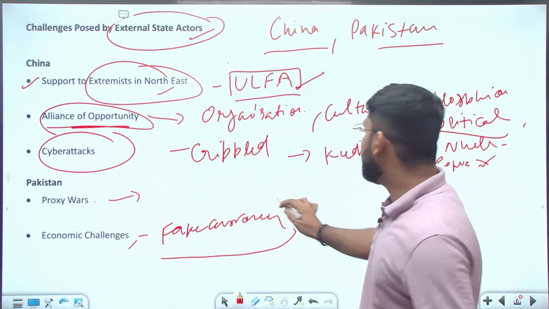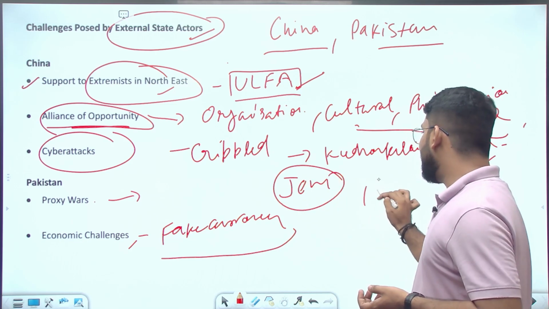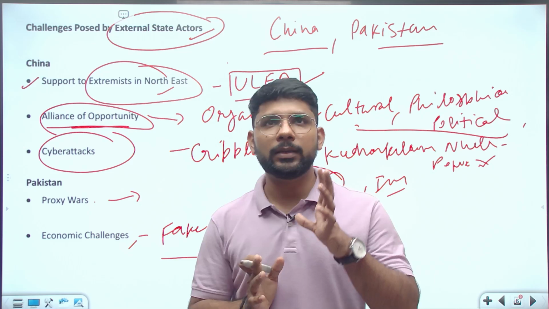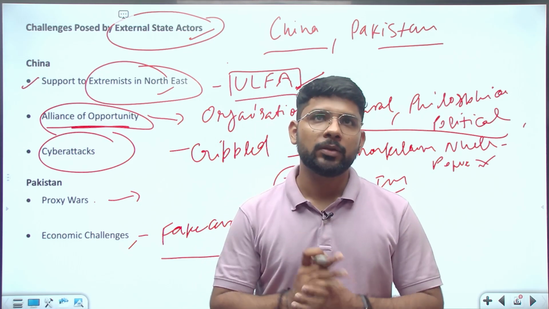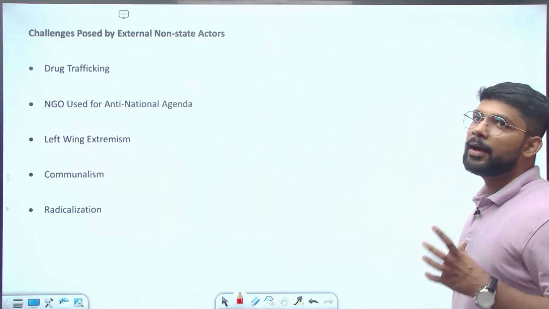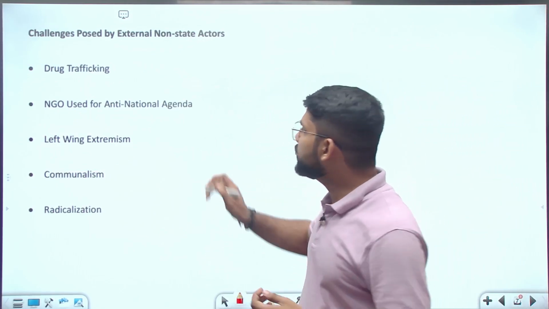In the proxy war, we can say Jamaat-ud-Dawa and Indian Mujahideen are some of the groups which are sponsored by Pakistan. So these are the external state actors, external state threats by China and Pakistan. Now let's come to the non-state actors.